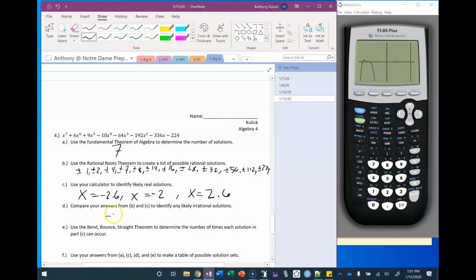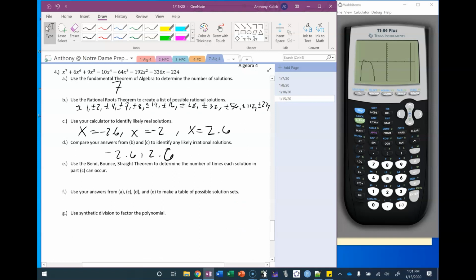Yes, which ones? Great. Why are they irrational? They're not on the list. Good. All right. So if I go and do my bends, bounces, and straights, it should be easy to see that the negative 2.6 and positive 2.6 are straights. Those are used just once. What is negative 2? That is a bend.